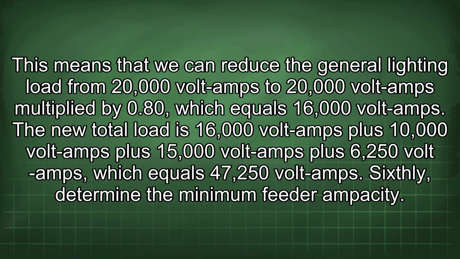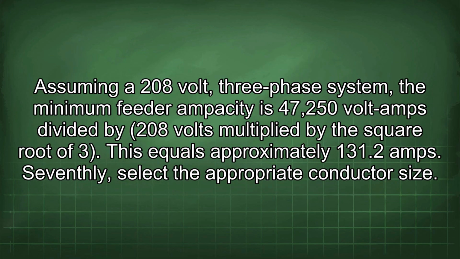Sixthly, determine the minimum feeder ampacity. Assuming a 208-volt three-phase system, the minimum feeder ampacity is 47,250 volt amps divided by 208 volts multiplied by the square root of 3. This equals approximately 131.2 amps.